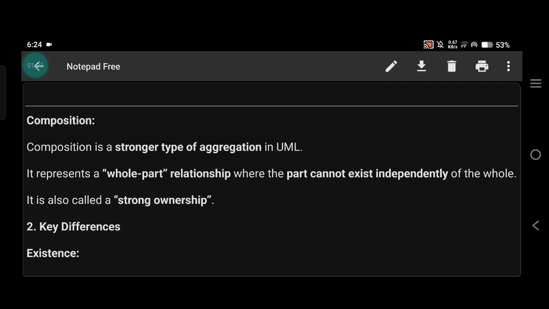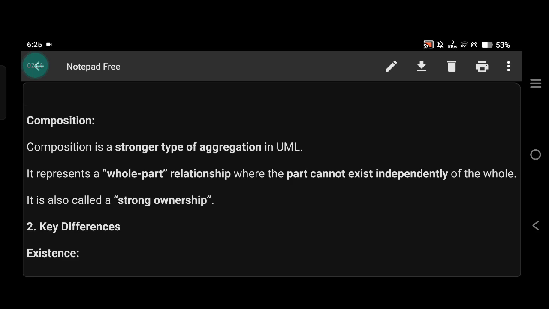Now we can see what is composition. So basically composition is a stronger type of aggregation in UML. It also shows a whole-part relationship, but in this case the part cannot exist without the whole. Composition is also called strong ownership. And the example: house and room. A room cannot exist without the house. If the house is destroyed, the room is destroyed too.